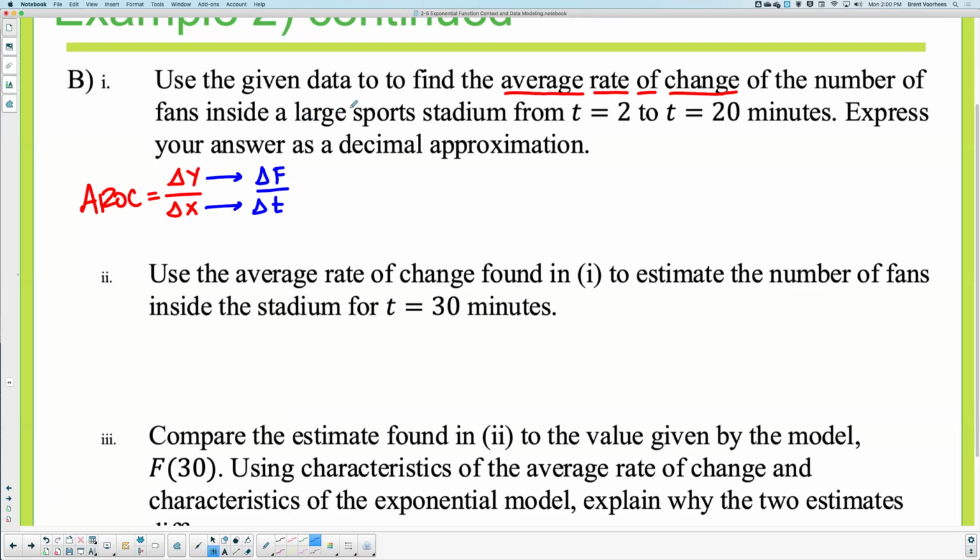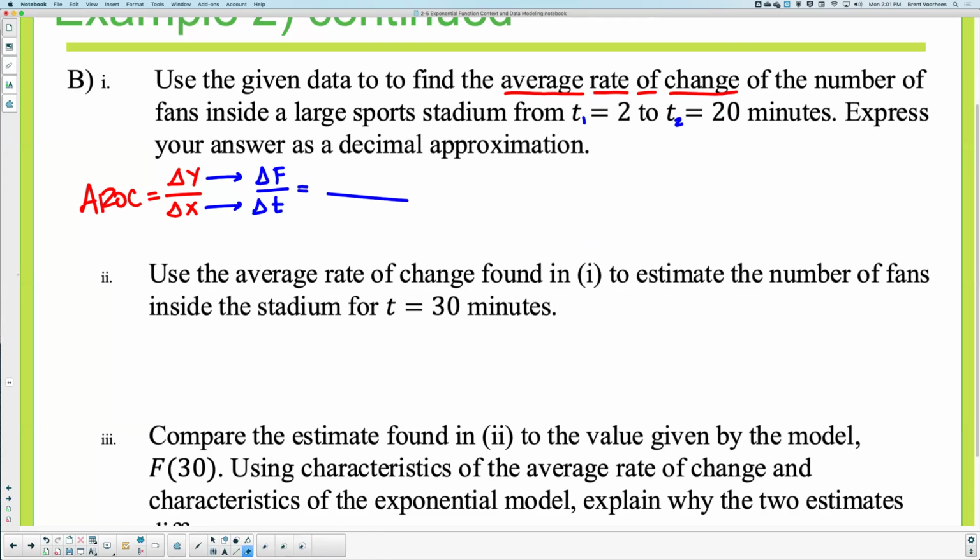So use the given data to find the average rate of change of the number of fans inside a large sports stadium from t equals 1 to t equals 20 minutes. I said t equals 1. Sorry, t equals 2 to t equals 20 minutes. Here's what I want you to do. Put a 1 here. That's t1. This is t2. Express your answer as a decimal approximation.